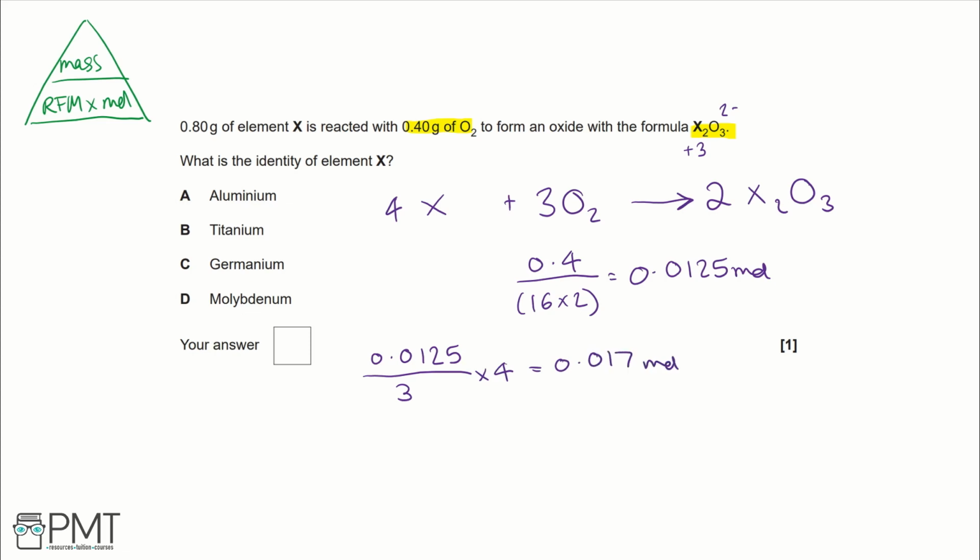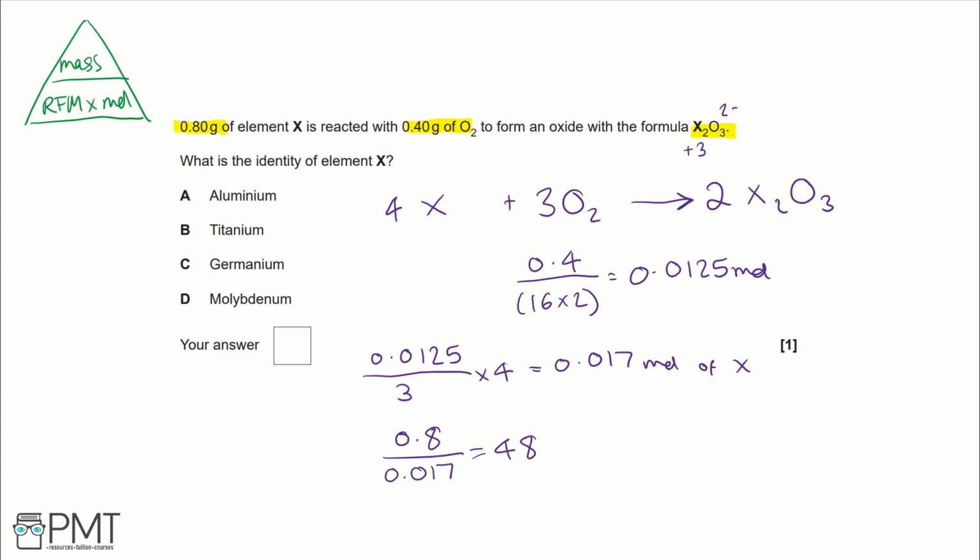0.017 moles of X. So now we can use this equation triangle to work out the relative formula mass of element X using the mass we're given in the question. So we can do 0.8 divided by 0.017, and that equals 48, which is the relative atomic mass of titanium.